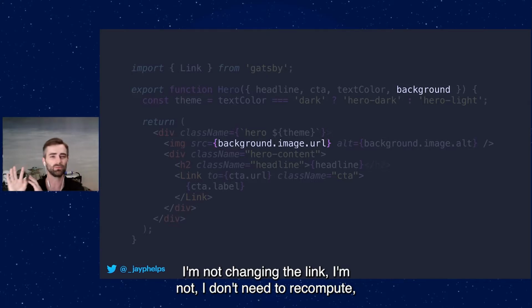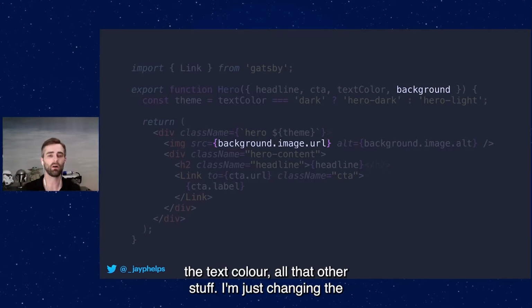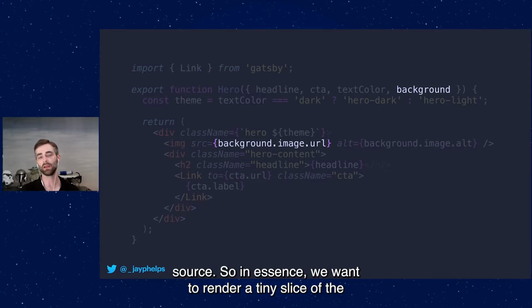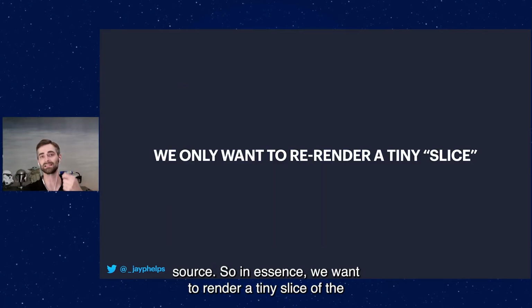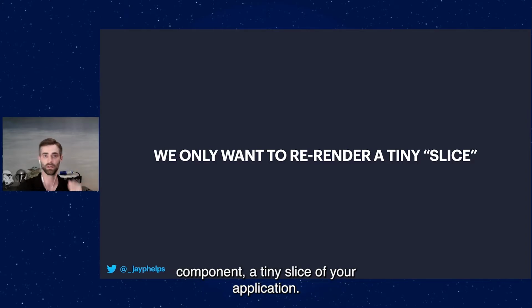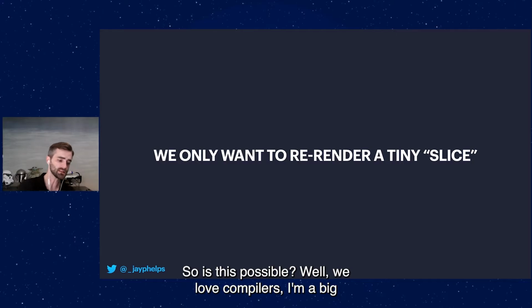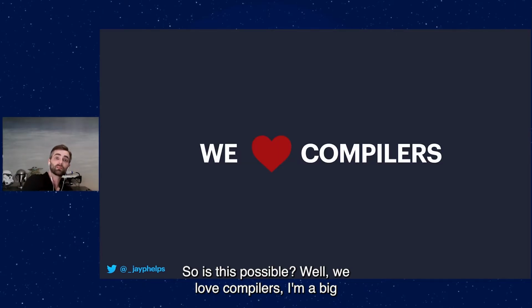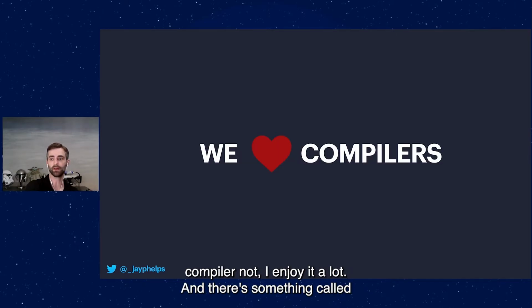I don't need to recompute the text color, all that other stuff. I'm just changing the source. So in essence, we want to re-render a tiny slice of the component, a tiny slice of your application. So is this possible? Well, we love compilers. I'm a big compiler nut. I enjoy it a lot.